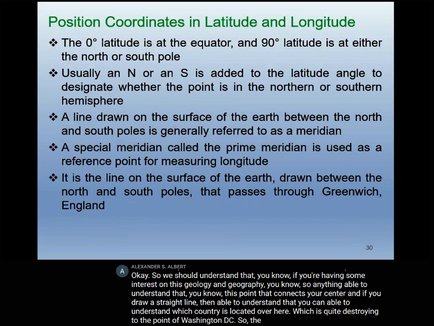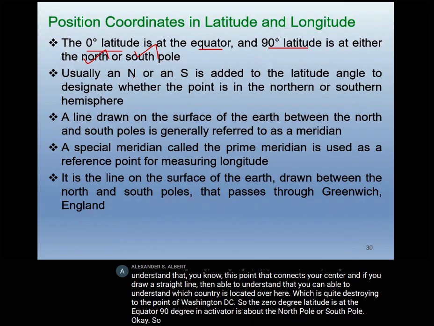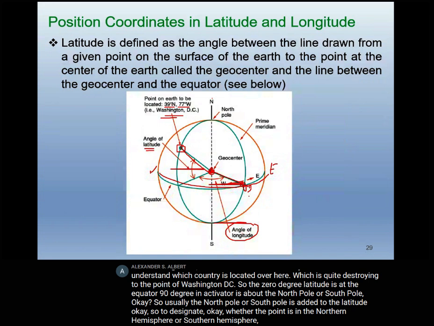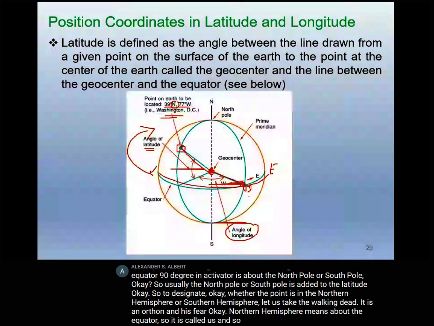So the 0° latitude is at the equator. 90° latitude is at the North Pole or South Pole. Usually North or South is added to the latitude to designate whether the point is in the northern hemisphere or southern hemisphere. Let us take Washington, it is in the northern hemisphere. Northern hemisphere means above the equator. So I'm putting 39° north. So it is in the northern hemisphere.